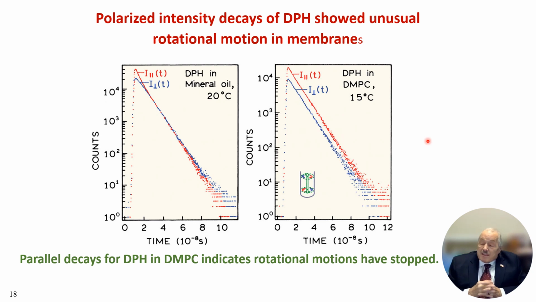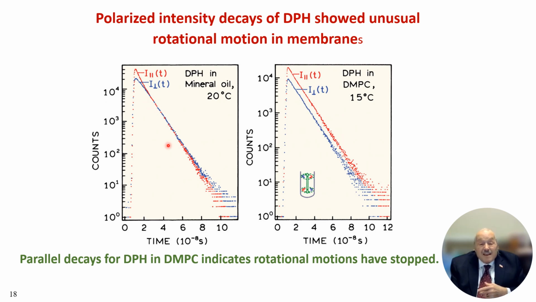This was quite a surprise to everyone, so I'll mention this, and it's a reason why we don't like to use the word microviscosity too much anymore. Let's look at the anisotropy decay of DPH in two different environments. One environment is a viscous oil, mineral oil, and the other environment is a dimyristoyl phosphatidylcholine bilayer or vesicles. And what do the polarized intensity decays look like?